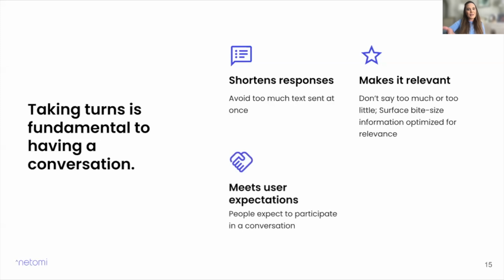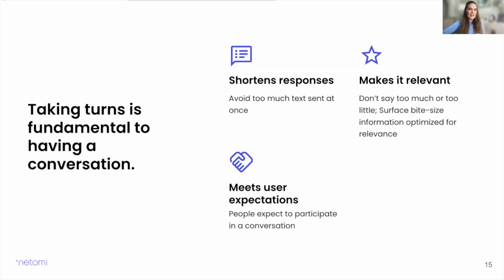It can also help meet users' expectations. To what I was just saying a second ago, people expect to participate. They don't want to open a chat on a brand's website and just have tons of messages sent to them back to back and have to read basically what the help desk article says in a smaller piece of real estate. They want to participate.